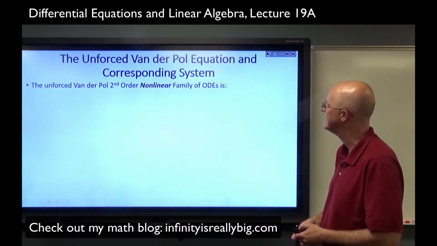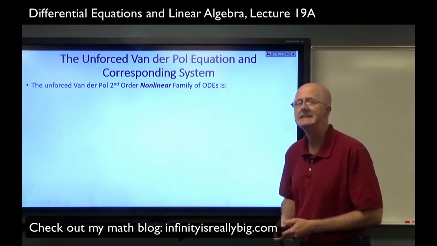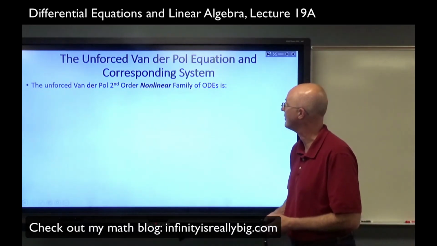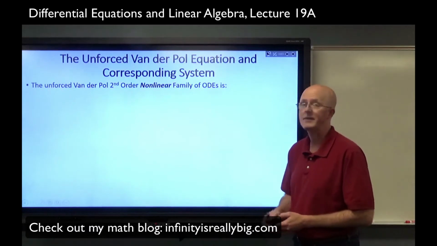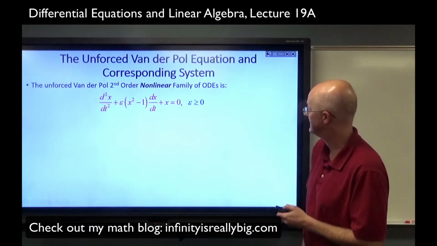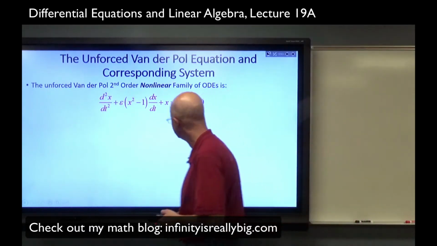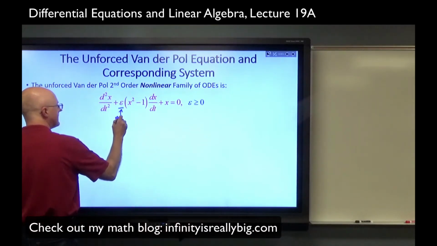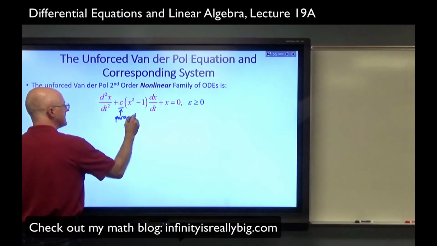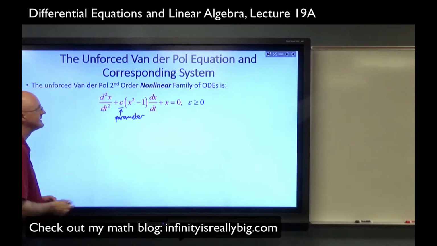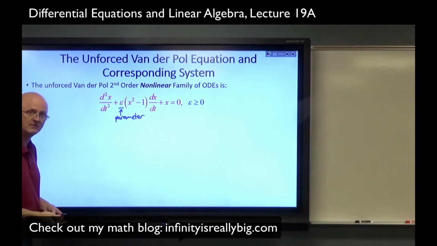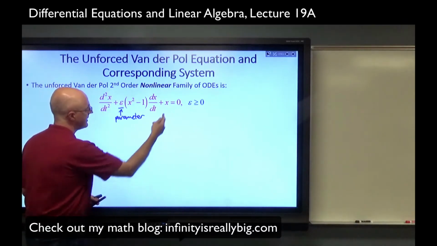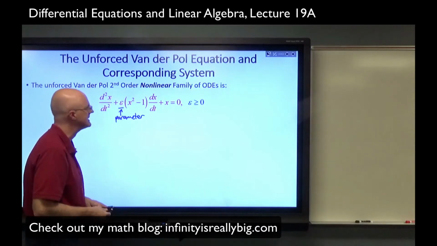So here it is. It's a second order nonlinear, emphasis on that word nonlinear, family of ODEs with a parameter in it, epsilon. The epsilon that you see here is a parameter, and that's why this is a family of equations. Second order involves a second derivative as the highest derivative. It's also got a first derivative. It also has the function x itself. x is a function of t here.